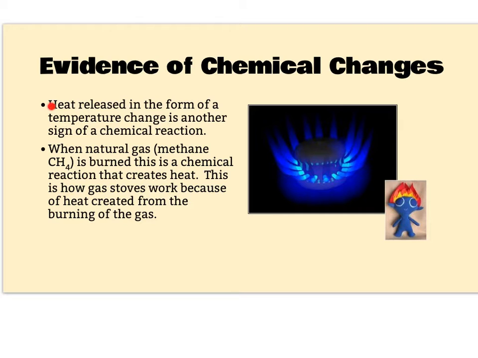Heat released is another form and sign of a chemical reaction. So natural gas, methane, is burned, and this chemical reaction creates heat. This is how a gas stove works, but usually in your home you might be using propane, you might be using methane. It just depends on what kind of gas hookup your family might have. But that heat from the burning of the gas is being released out into the atmosphere. So when things burn or combust, a lot of heat is released, and that's another evidence or sign of a chemical change.